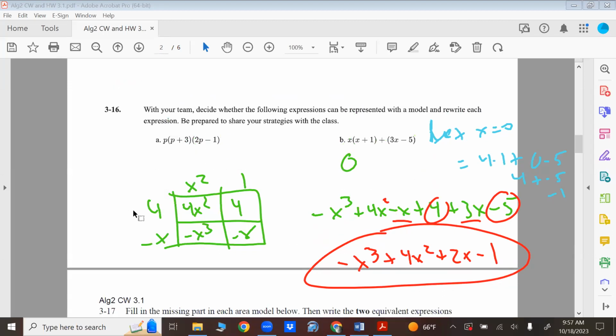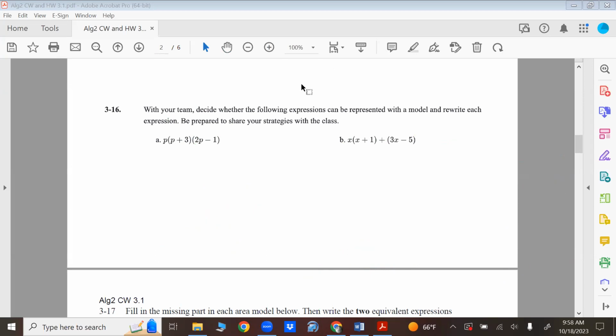All right, 316. Decide whether the following expression can be represented with a model and rewrite each expression. More of the same thing. Now, one thing I'm going to caution you guys. This is a mistake that a lot of students make sometimes. I'll do part A, then I'll have you guys do part B. So some students will do this. Don't do this, by the way. So don't write this down. Just put your pencil down for a sec. Some people will say, oh, P distributes, right? So it distributes here and distributes here.